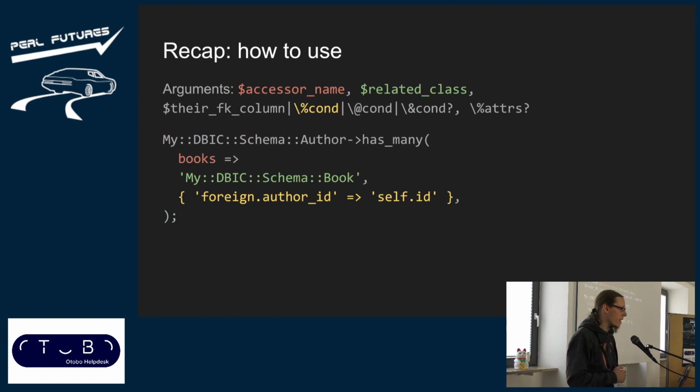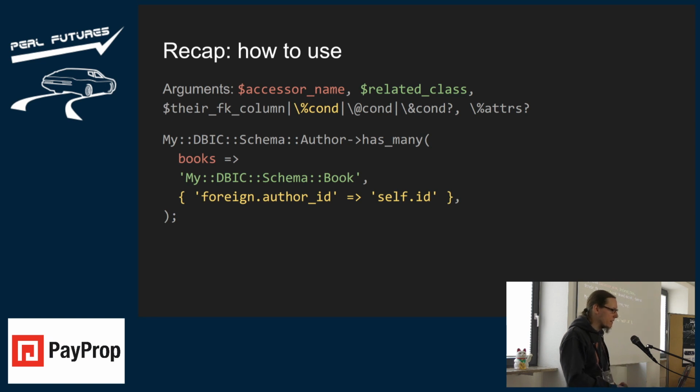This is the way you define a has many relationship, and we're particularly interested in the arguments. So I'm going to use this one as an example. We can see there's the accessor name, which is in red. So that's books in our example. And then we've got the green bit, which is the name of the class that relates to. And then the yellow bit is the join condition.